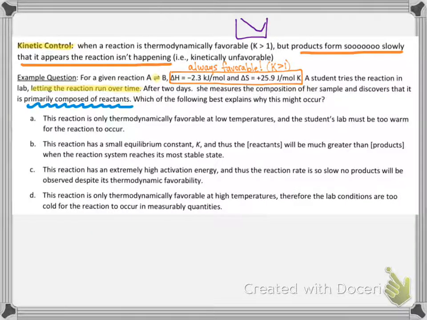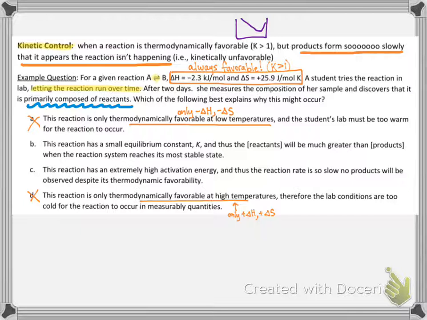So if you notice, they're trying to trick you in a lot of these answer choices. Well, this reaction is only thermodynamically favorable at low temperatures, or it's only thermodynamically favorable at high temperatures. Nope and nope. Hopefully you remember, things are only thermodynamically favored at low temperatures if both are negative. Only thermodynamically favored at high temperatures if both are positive.